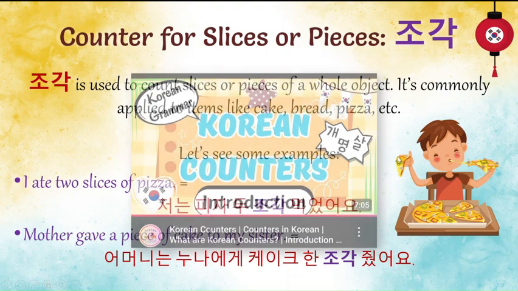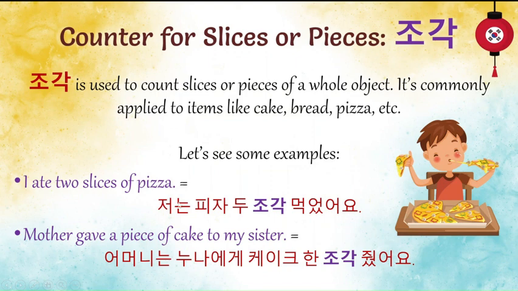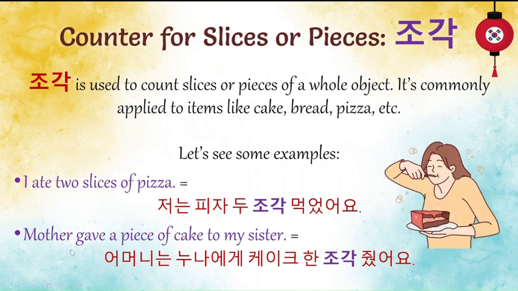Okay, now let's get back to the particular video that we are going through. So here we have to say 2 slices of pizza, pizza du 조각. Okay, very simple. Now let's look at the next example. Mother gave a piece of cake to my sister. 어머니는 누나에게 케이크 한 조각 줬어요.